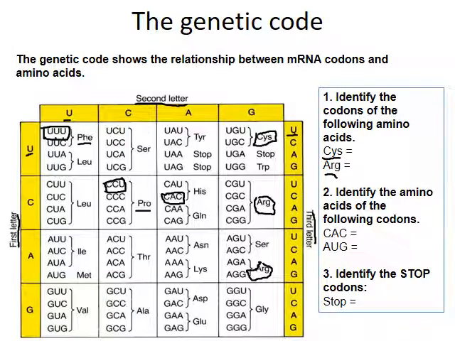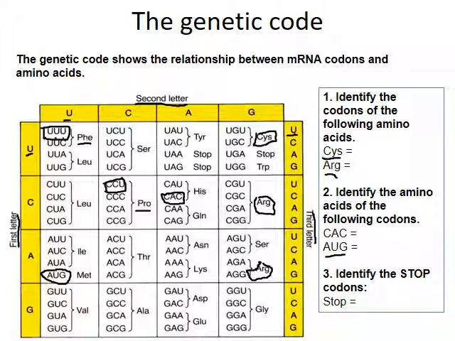Find the amino acid for the codon AUG. So if we look for AUG, we can see it's down here. And it codes for the amino acid MET, which is methionine. And a fun fact for you, AUG is what we call the start codon. It's the first codon of every single strand of mRNA, which means the amino acid MET, methionine, is the first amino acid in every single protein that we have.